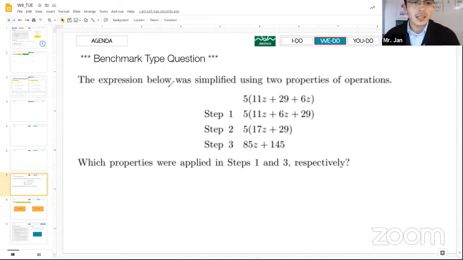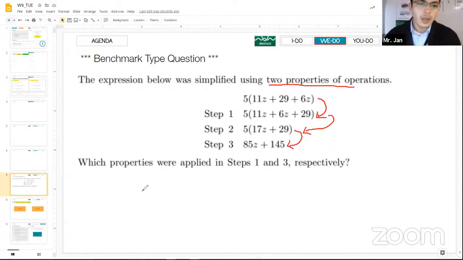In this example, it says the expression below was simplified using 2 properties of operations, so we need to figure out which 2 properties they are. Step 1 is moving this line to this line. Step 2 is moving this line to this line. What property did they apply? And step 3 is moving the previous line to the last line. Now let's talk about the first step.